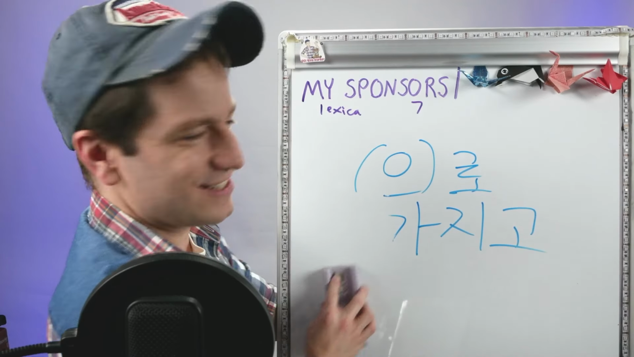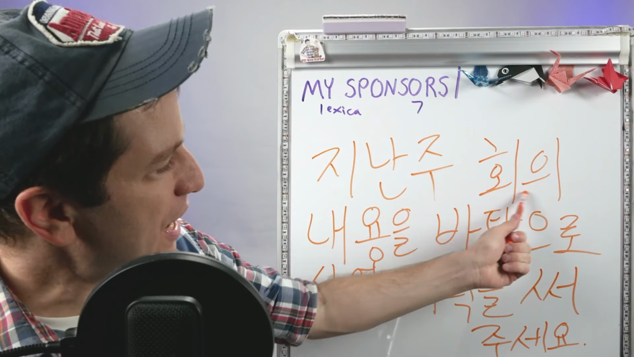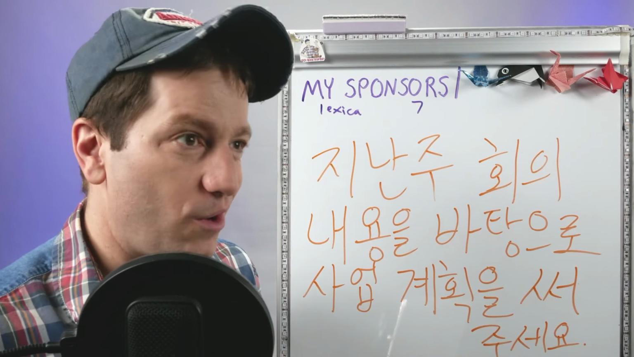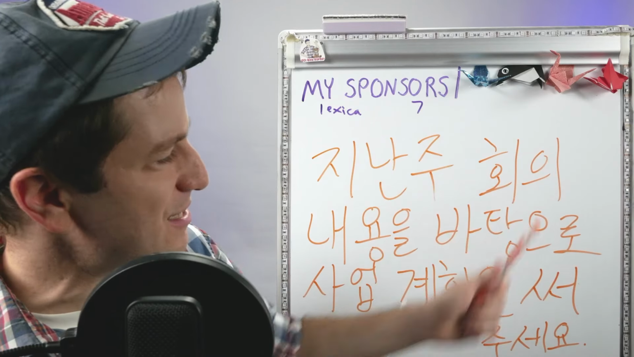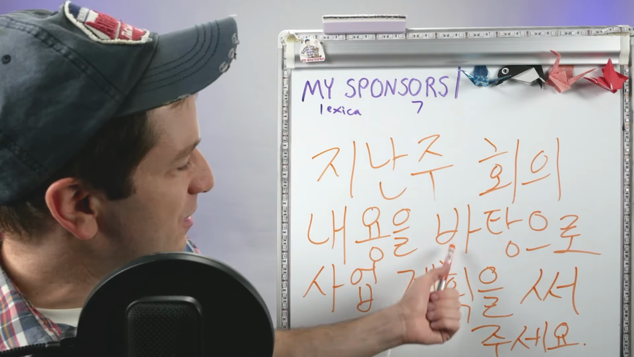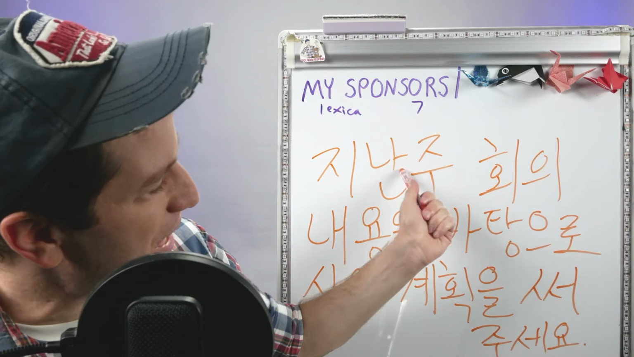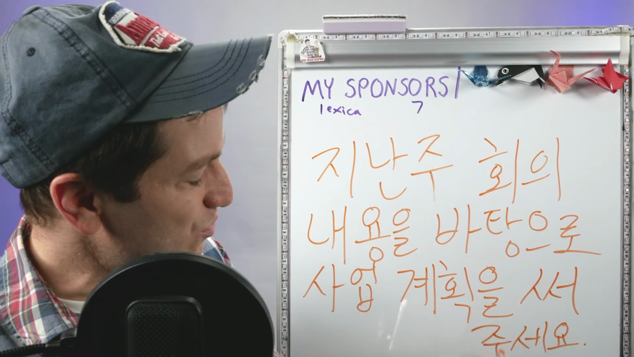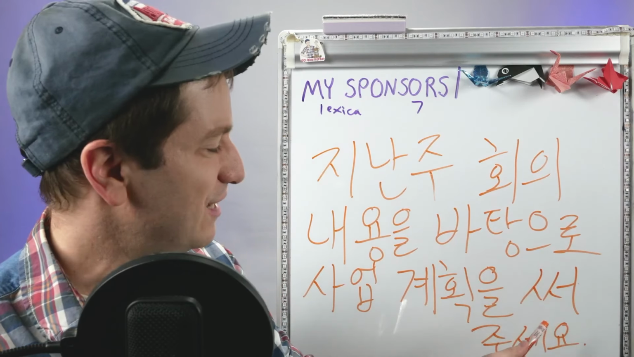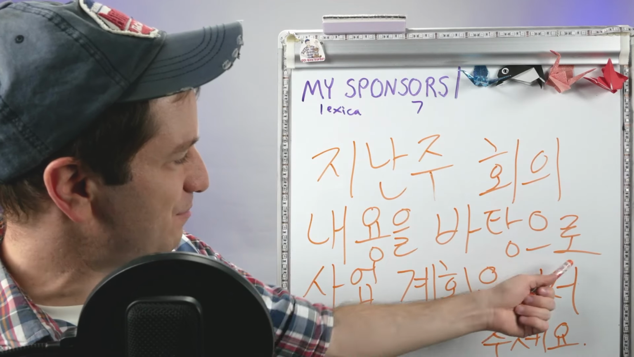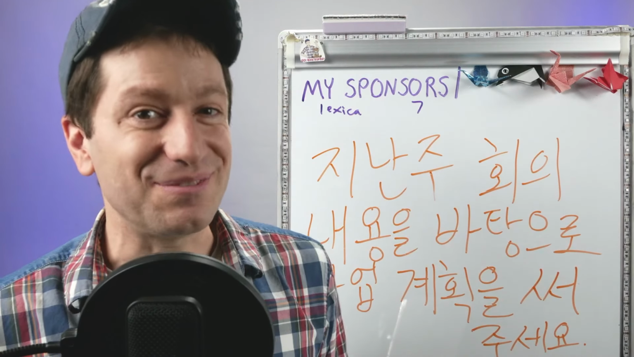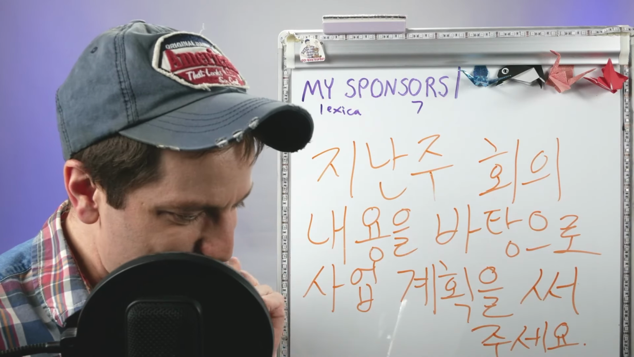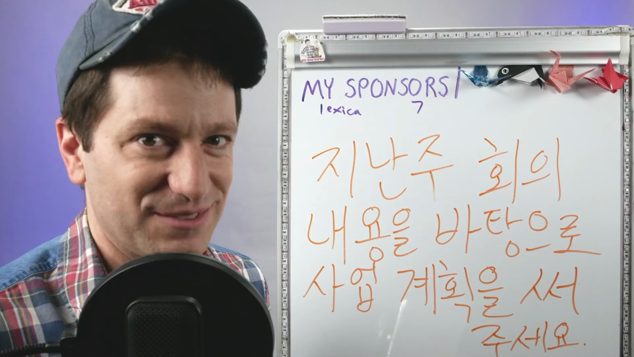So let's do some sentences. 지난주, last week. 회의, meeting, like a business meeting. 내용 is the contents, what was discussed at the business meeting last week. 내용을 바탕으로, so based on the contents of last week's meeting. 사업 is business, 계획, business plan. 써주세요. So please write, 쓰다, 써주세요. Please write the business plan based on the contents of last week's meeting. 지난주 회의 내용을 바탕으로 사업 계획을 써주세요. So please write a business plan based on the contents of last week's meeting.